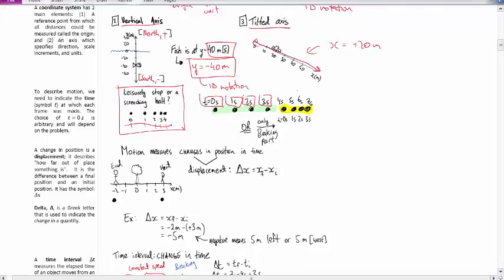Okay, so we need timestamps. And so here we would see that this is kind of moving at constant speed, and this is braking to a halt.